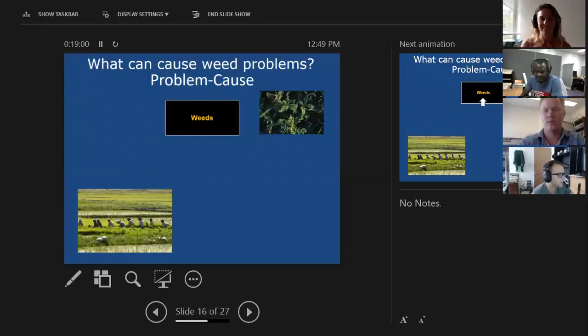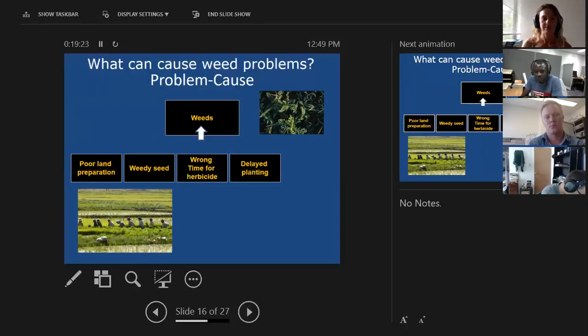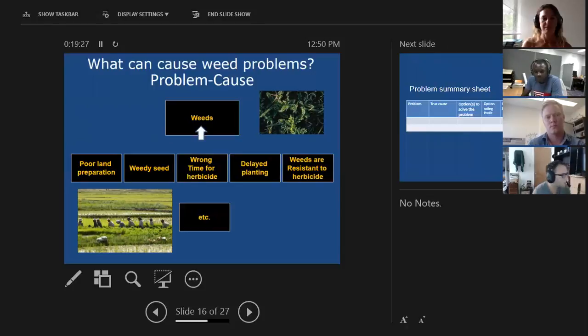But if we take that and consider the example of weeds, why might we have weeds in a field? Because of time, I'm just going to run through it quickly. It could be because the land preparation was ratty, we just didn't do a good job. It could be because we introduced weed in the seed. It could be because we applied herbicide but at the wrong time. We could have delayed planting. We might have weeds that are resistant to herbicide, etc. Do you get the idea?